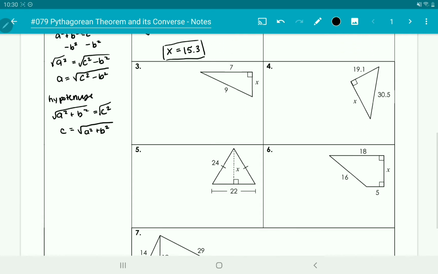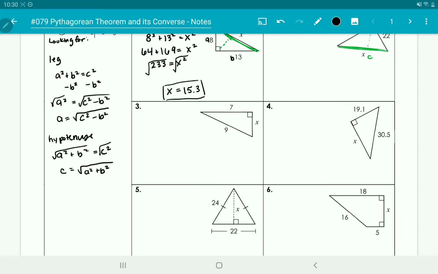Okay, now let's go on to number 3. This time we're looking for a leg. You can see that the hypotenuse over here, directly across from the right angle, is going to be 9. So we have A, B, and C. Again, we're using A squared plus B squared is equal to C squared. So A is 7. B, we're not sure. We're going to put X in there because that's what we've got written over here. And then C is 9.